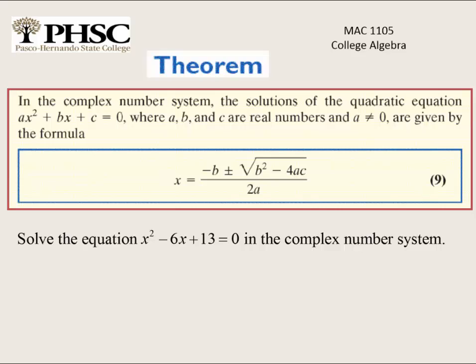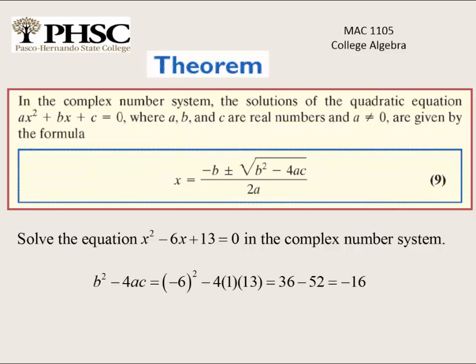So here's another theorem. In the complex number system, the solutions of a quadratic equation ax squared plus bx plus c equals 0, where a, b, and c are real numbers and a does not equal 0, are given by the following: x is equal to negative b plus or minus the square root of b squared minus 4ac over 2a. So we're going to solve the equation x squared minus 6x plus 13 in the complex number system. So here we have the discriminant.